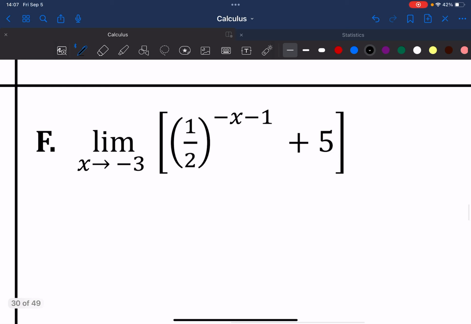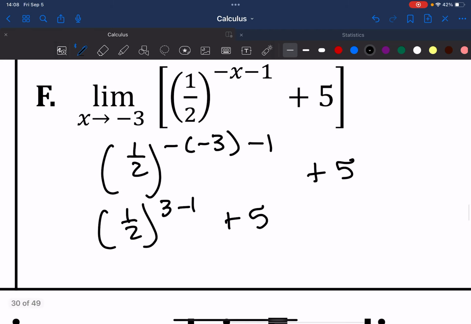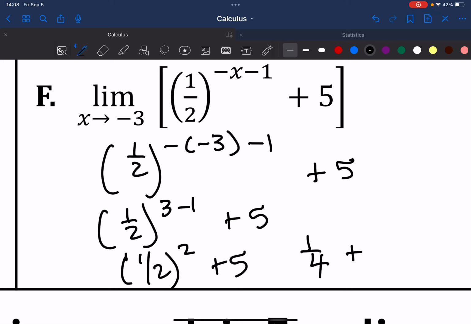Okay, F, I'm going to do the same thing. I have 1/2 to the power of negative x, so negative 3 minus 1 plus 5. So this is 1/2 to the 3 minus 1 plus 5. So this is 1/2 squared plus 5, which is 1/4 plus 5. And you're, again, okay to leave it like this because you're not required to simplify on the exam.